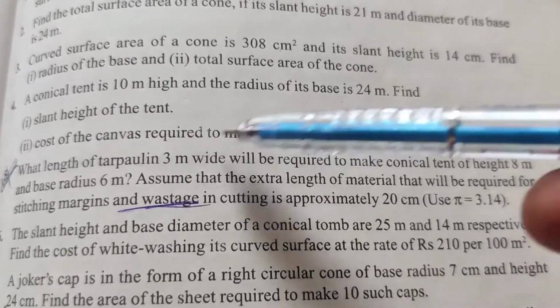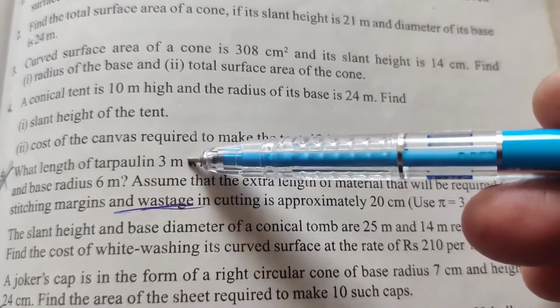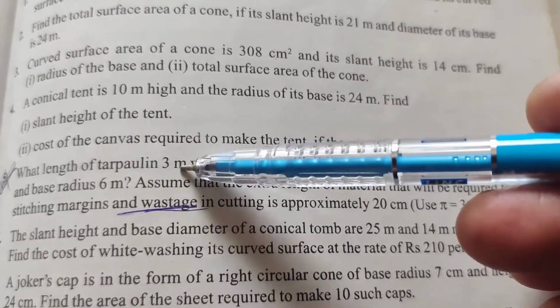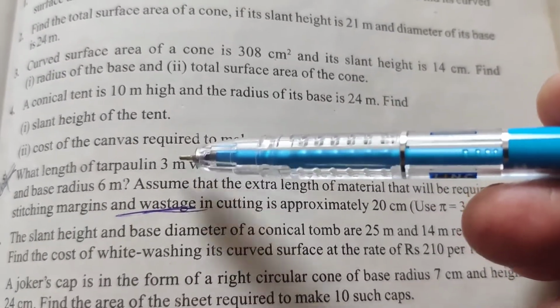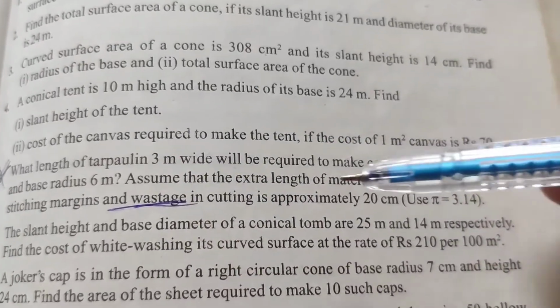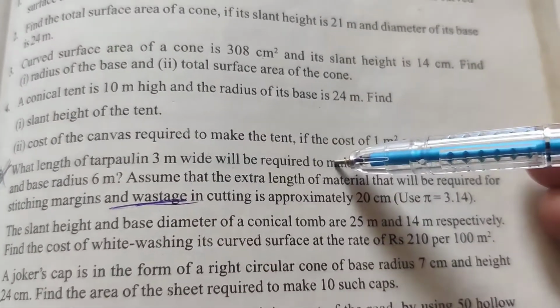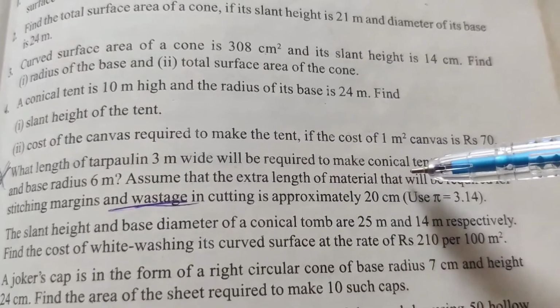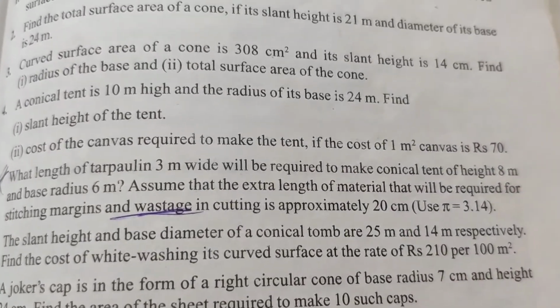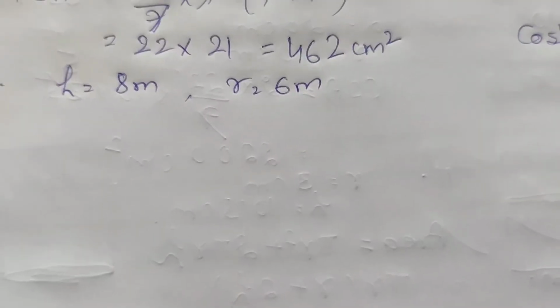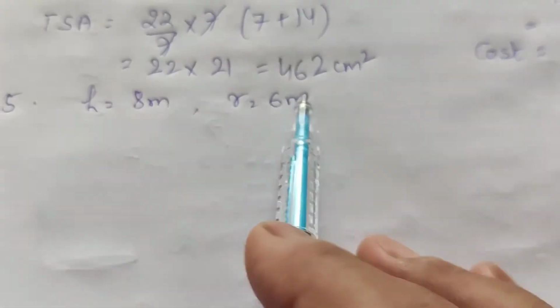What length of 3 meter wide tarpaulin? It means breadth is 3 meter and we have to find the length of this cloth, which will be equal to the CSA of the tent. Height is 8 meter and radius is 6 meter.